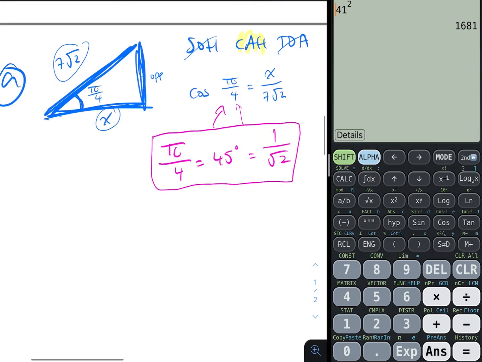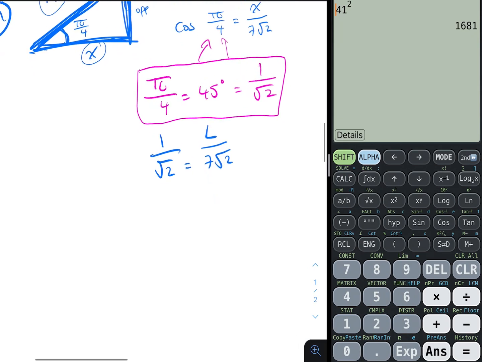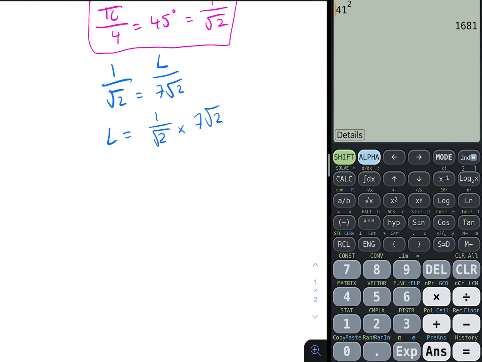So we can rewrite that whole thing by saying 1 over the square root of 2 is equal to, let's say the length L that we're trying to find over 7 times the square root of 2. So then that means that L is equal to 1 over the square root of 2 times 7 times the square root of 2. And then obviously all we have to do there is just put that over 1 and then multiply across. So we get L equals 7 times the square root of 2, all divided by the square root of 2.